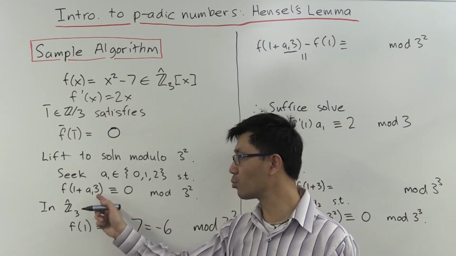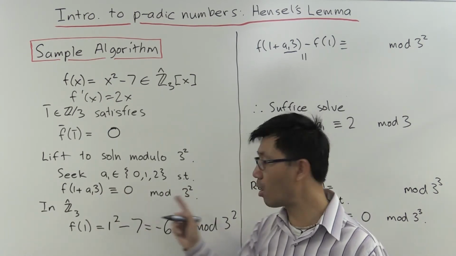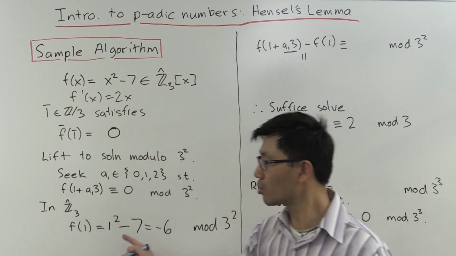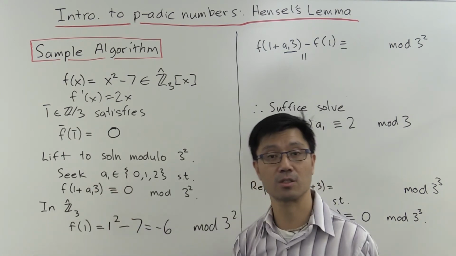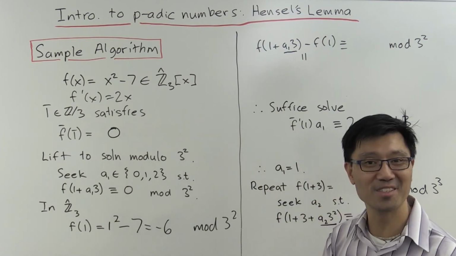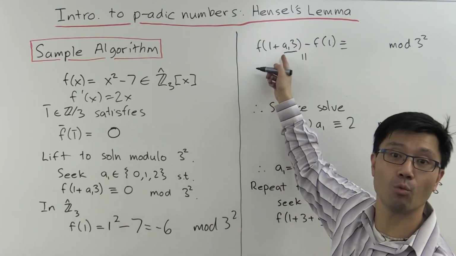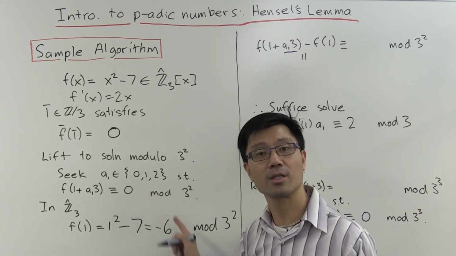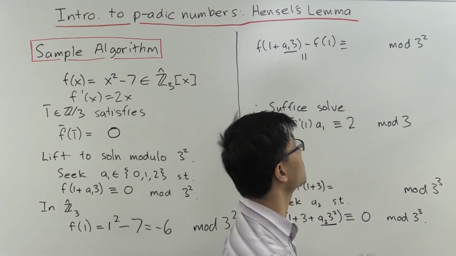So I guess the question is, if we put a1 equal to 1 or 2, can we make this 0 mod 3 squared? The best way to solve for this a1 and show that you can do that is to look at the difference of these two congruence equations. Let me show you why that's the case. If you look at the difference of these two, you get f of 1 plus a1 times 3 minus f of 1. If you look at the difference of the right-hand side, you get 0 minus negative 6, which is just 6.